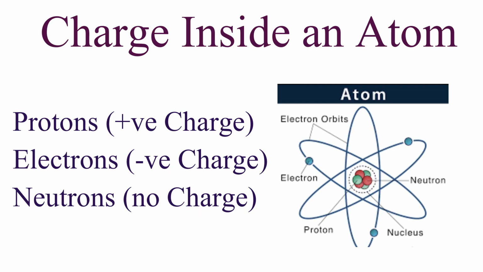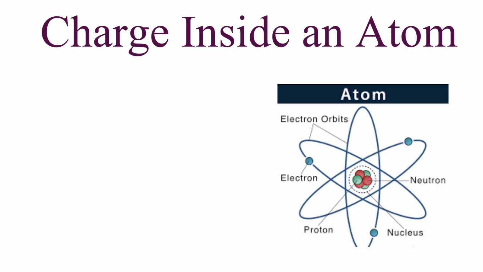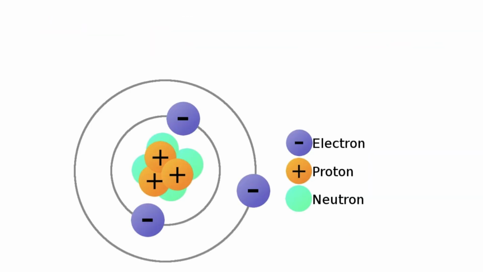Now we'll see the charge inside an atom. Everything around us is made up of atoms. Inside an atom, there are three main particles. Protons carry positive charge, electrons carry negative charge, and neutrons have no charge. Electricity is mainly related to the movement of electrons.